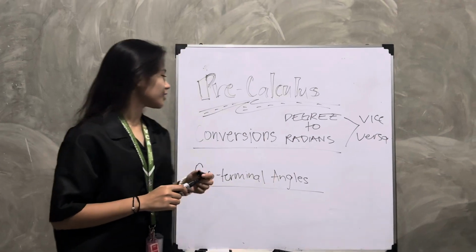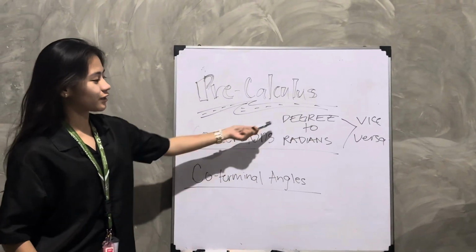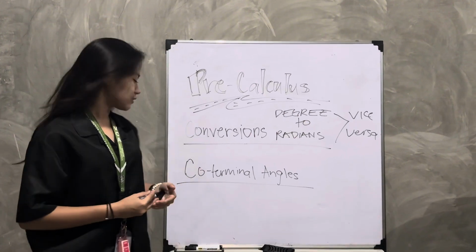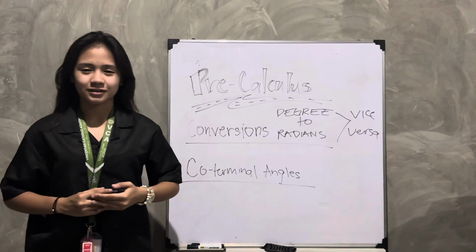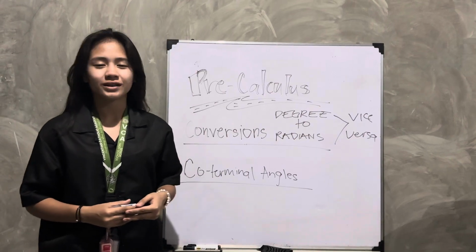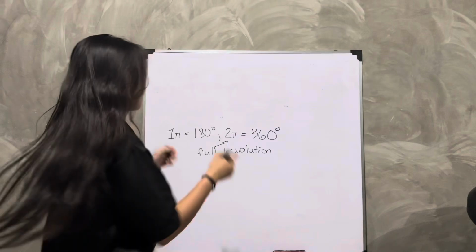Today we will be talking about the conversions of degrees to radians and vice versa. Other than that, we will also tackle coterminal angles. But first, let us define and familiarize ourselves with these terms. First, let us define this term.